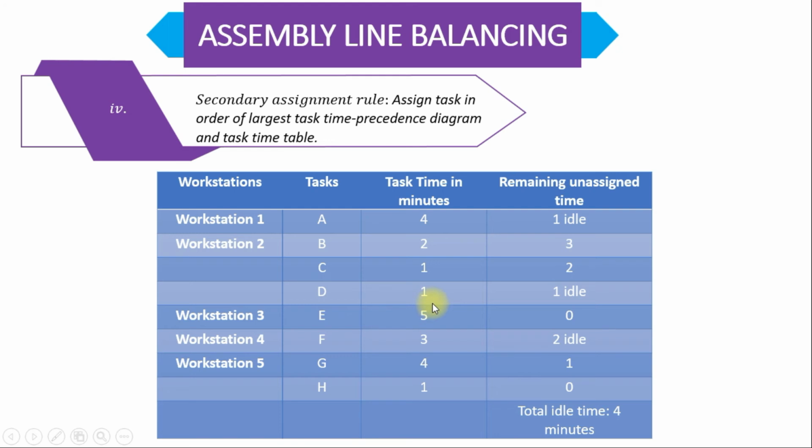Then since D also requires just 1 minute, we can perform that task in workstation 2 as well. So we perform B, we perform C, then we perform D, right? Then we'll have an idle time of 1 minute, since the time allocated to the next task is more than 1 minute. So the next workstation follows, which is workstation 3.